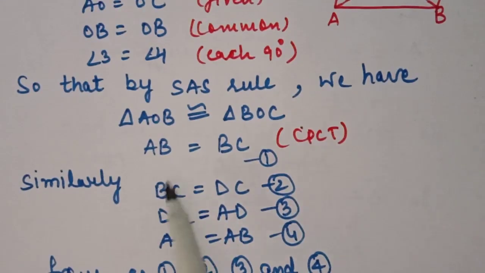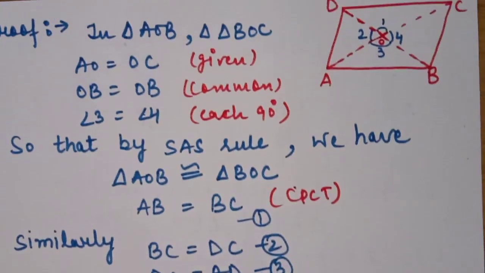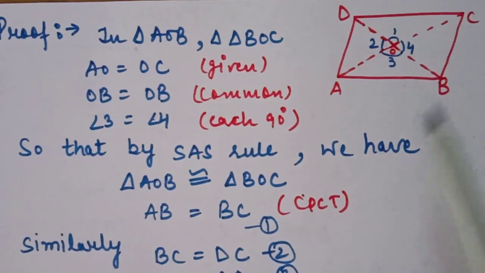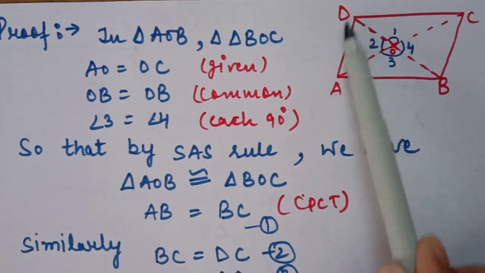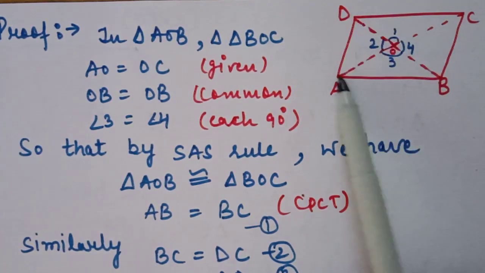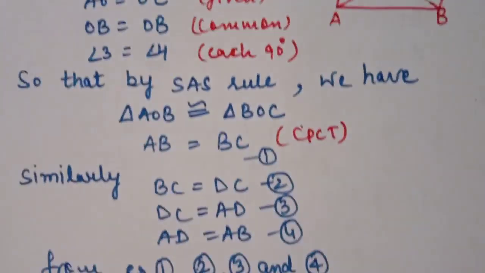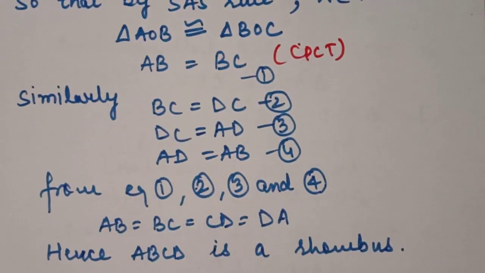Similarly, we can prove that BC is equal to DC, DC is equal to AB, and AB is equal to AD. So by equations 1, 2, 3 and 4, all four sides are equal to each other. Hence ABCD is a rhombus. So students, see, it is very easy, and we are using only congruency, which is from the 7th chapter. Now question number 4.